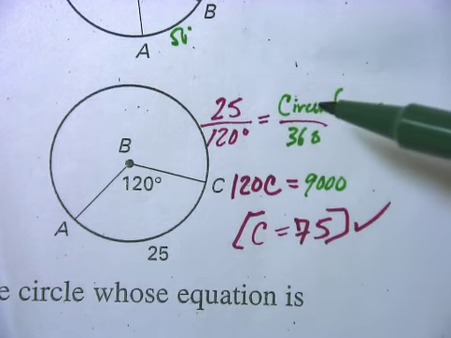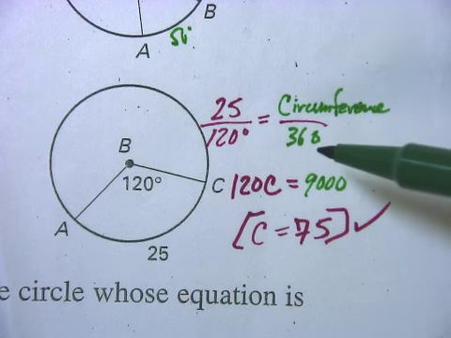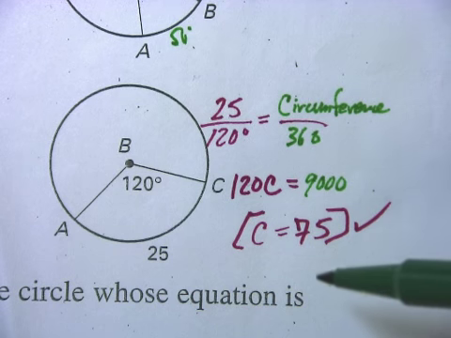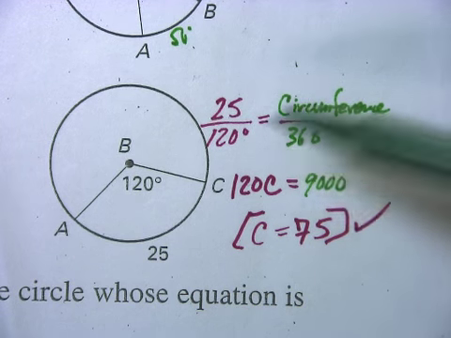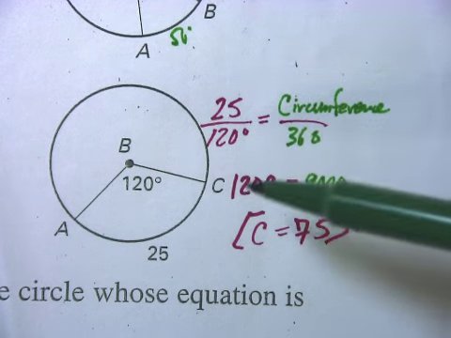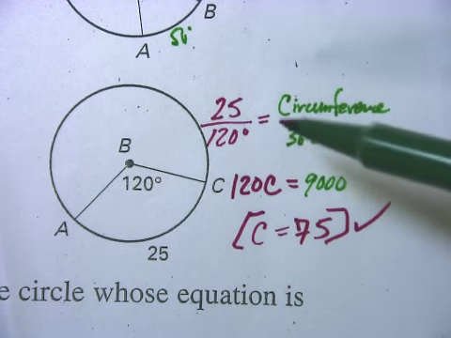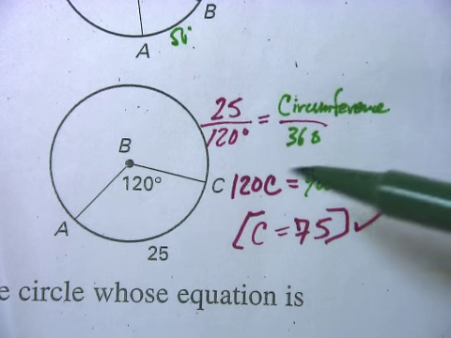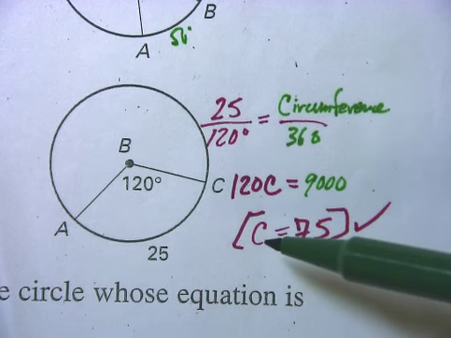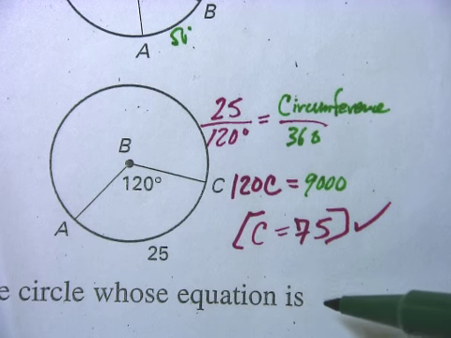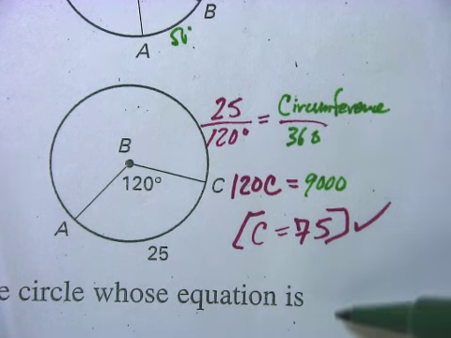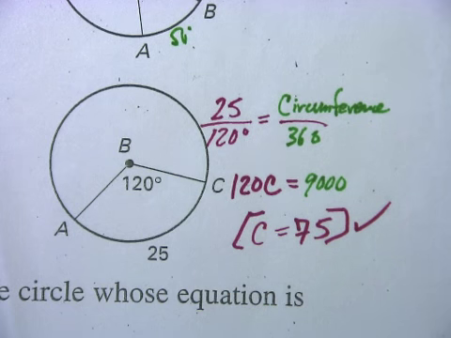So 25 over 120 is going to be equal to, well, whatever the circumference is over 360. However big the circumference is, I know it has 360 degrees. I cross multiply, so 120 times the circumference is 120c. 25 times 360 is 9,000. I divide both sides by 120. We should know how to do that by now. And c for circumference is 75. They didn't put any units there, so I'm not going to put any units here. So it's 75, and that's our answer.